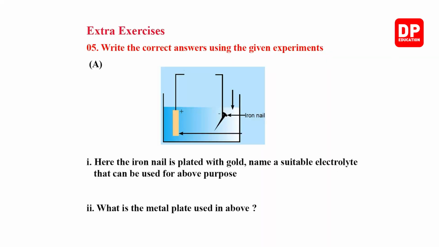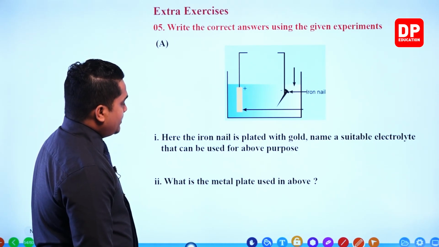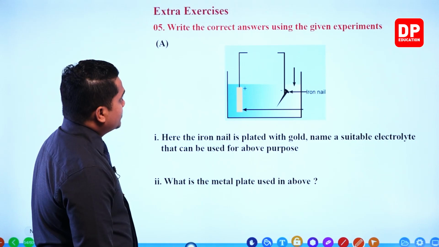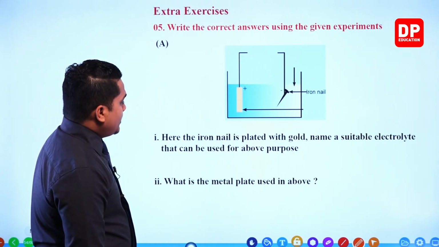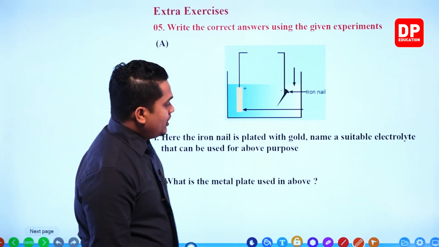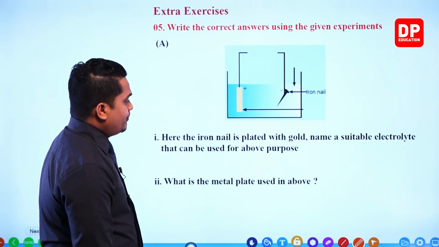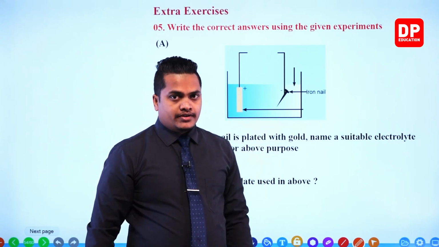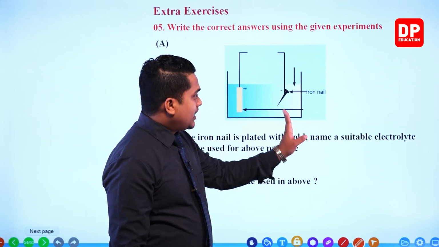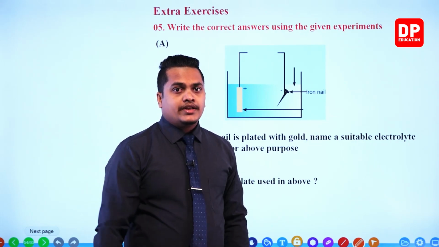So here you are given with an experiment, right? Now using the given experiment, you have to answer the questions. Let's see. Here the iron nail is plated with gold. Name a suitable electrolyte that can be used for above purpose. Now the iron nail is plated with gold. So therefore the electrolyte which we are going to use also should be a gold electrolyte.